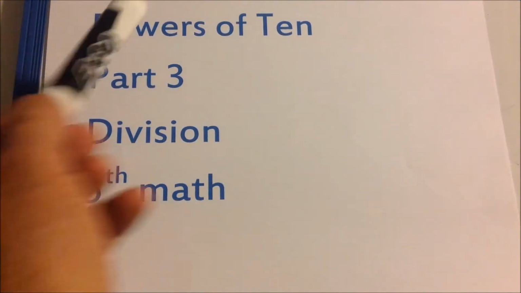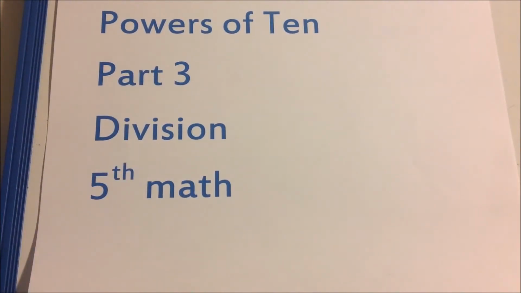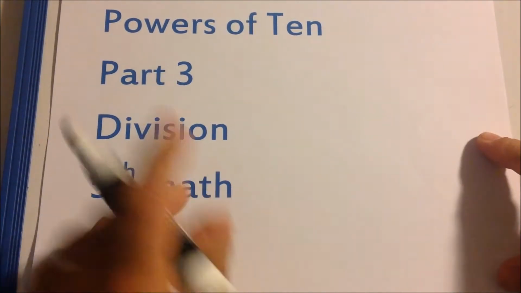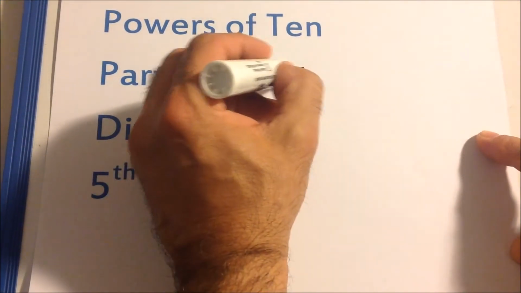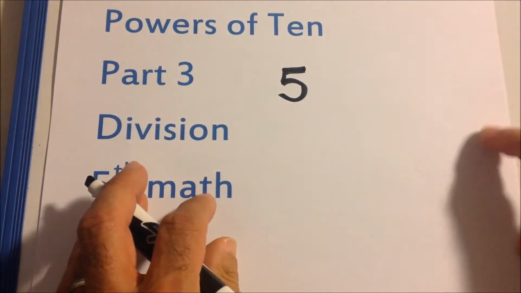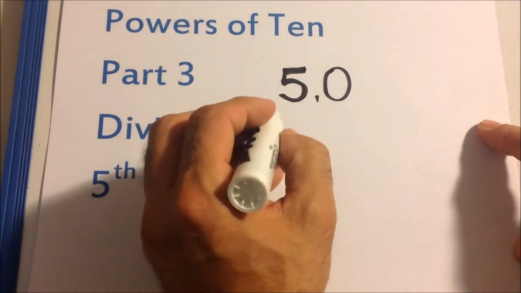Here's our video on powers of 10, part 3, division. Okay, so let's just review multiplication for a minute. If we had an integer, let's say 5, and an integer is any number that's not a fraction or a decimal, but we can make 5 a decimal, right? We can make it 5.0, or we could just leave it at 5.